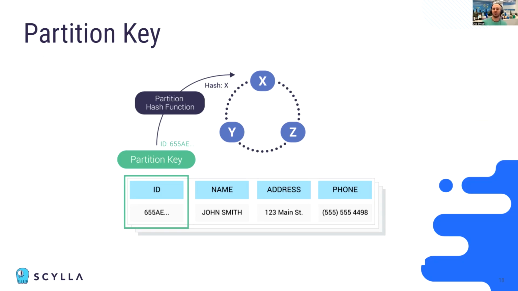Okay, so here in this example, we have just 3 nodes in our cluster, X, Y, Z. And if we take this specific column with ID 655AE or whatever, and we write that to the database, then the database, it's not something you have to do as a user, but under the hood, the database would partition that data. It would run the hash function on the value of the partition key 655AE and know which nodes are responsible for this piece of data.